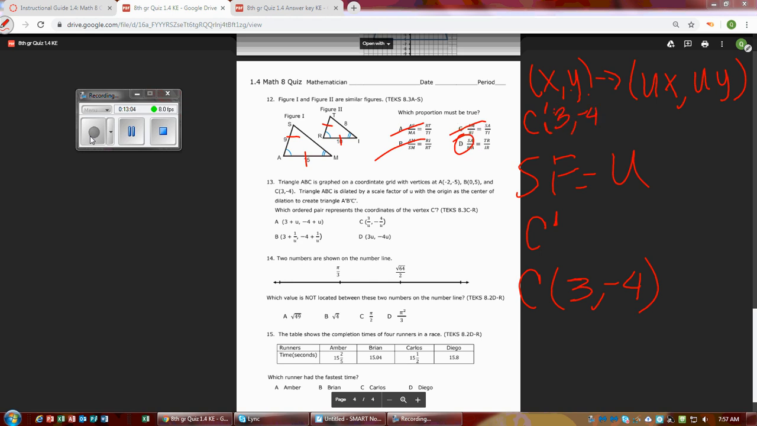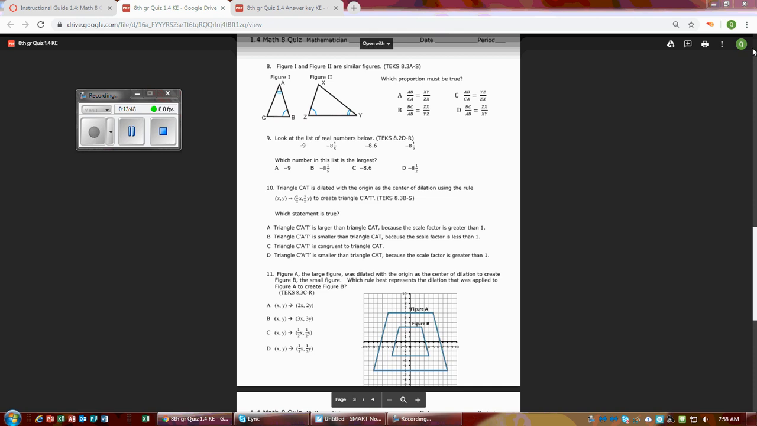3 and -4, right? And we want to create C prime. So all we're doing is taking the U and multiplying by our x value, which is 3. And we're taking U again, and multiplying it by our y value, -4. That is my C prime right here. So we're looking for our rule to look just like that. So this is saying we're adding U. No, we didn't say that. This is saying I'm dividing U. No. This is saying I'm taking my points and dividing by U again. No. This is my only one showing multiplication with U and my C coordinates. Okay, D.